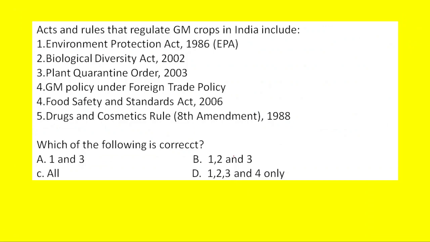Now another question is: which of these acts and rules regulate GM crop production in India? Environment Protection Act, Biological Diversity Act, Plant Quarantine Act, GM policy under Foreign Trade Policy, Food Safety and Standards Act, Drug and Cosmetics Rules. So all of these acts regulate GM crop production in India. So the answer will be 3.